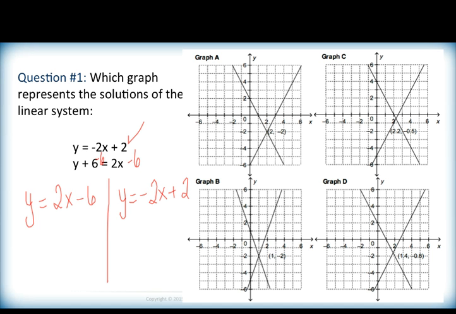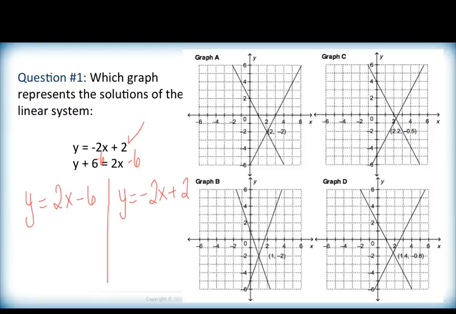So we're looking at an increasing function here that will have a y-intercept of negative 6 and a slope of 2. The other equation will be a decreasing line with a slope of negative 2 and a y-intercept of positive 2. So what we're going to do first, we're going to look for the equation that has a y-intercept of positive 2 and is decreasing.